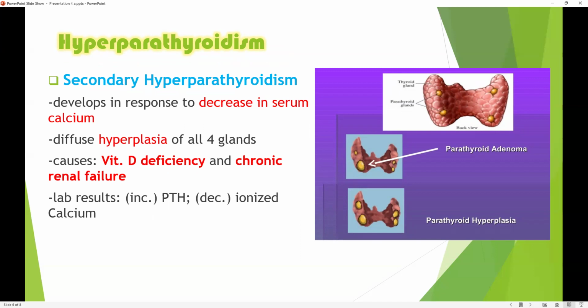So diffuse hyperplasia, no, of all four glands. So what are the causes? So first, there is vitamin D deficiency and chronic renal failure. Okay, so lab results, increased parathyroid hormone but decreased ang ating ionized calcium.